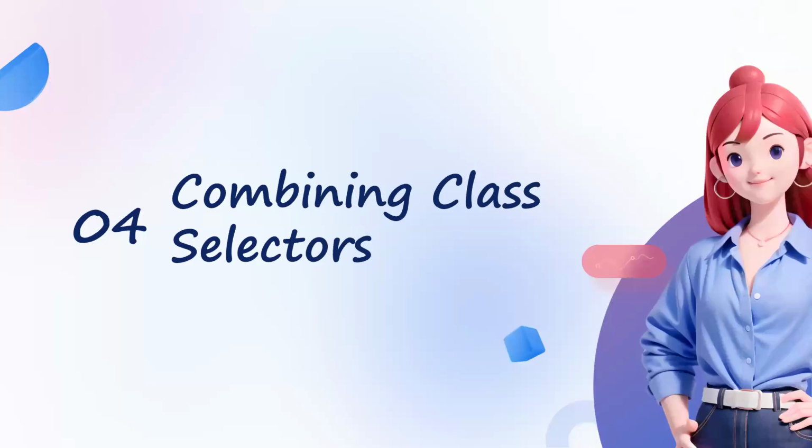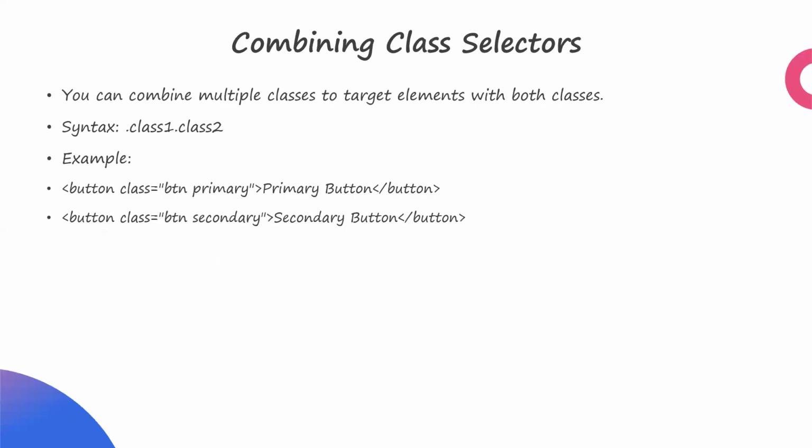You can also combine class selectors. You can have multiple classes to target elements with both classes. So I can say I want to target an element that has this class and this class. The syntax is dot class one dot class two. I'm targeting the element that has class one and also has class two as their class attribute.